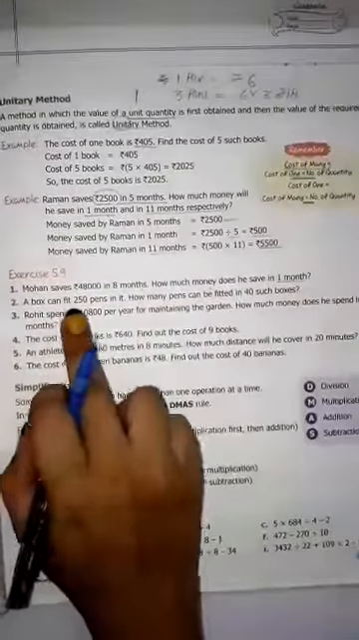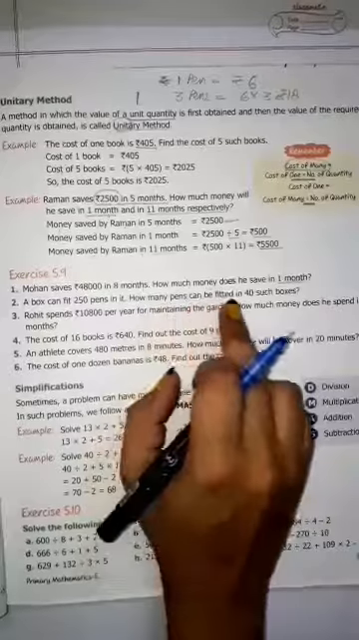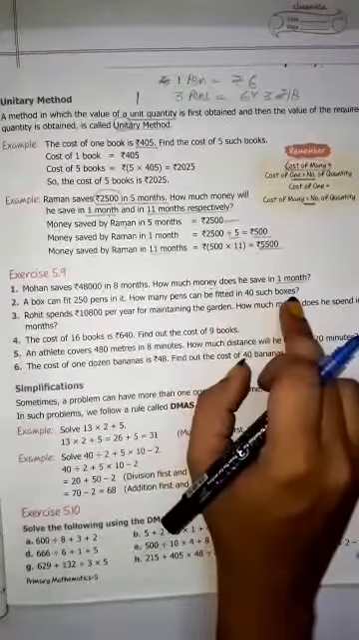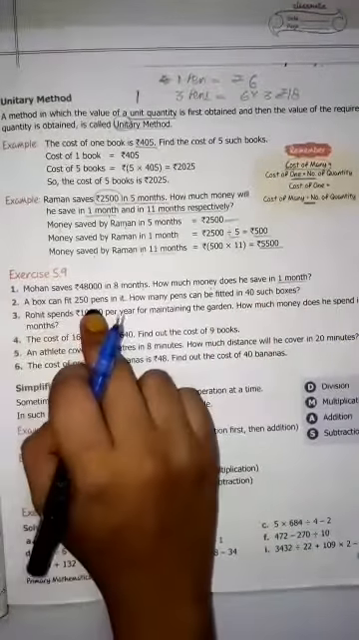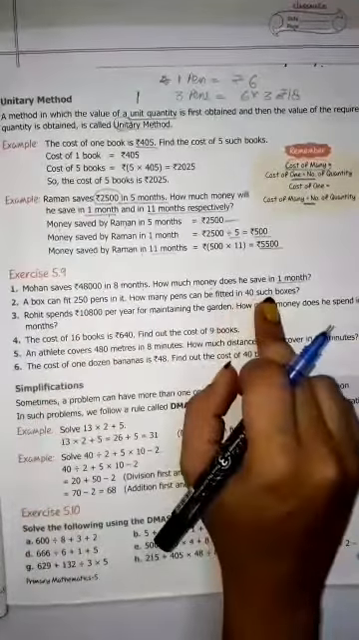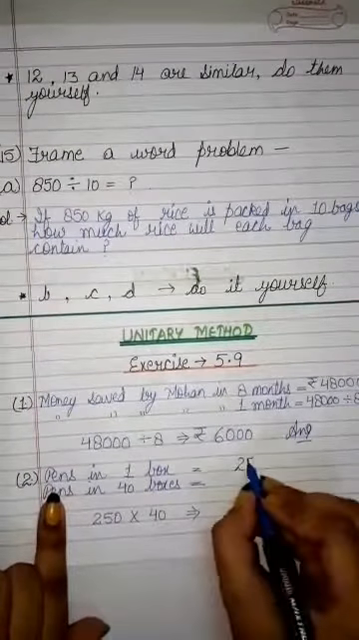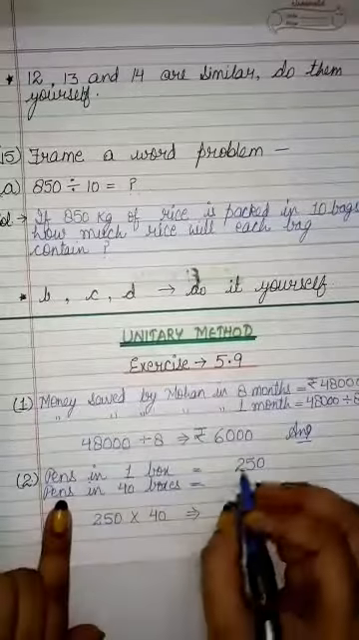See question number 2. A box can fit 250 pens in it. How many pens can be fitted in 40 such boxes? That means how many pens can be fitted in one box? 250. They are asking for 40 such boxes. See pens in 1 box, 250. Pens in 40 such boxes.